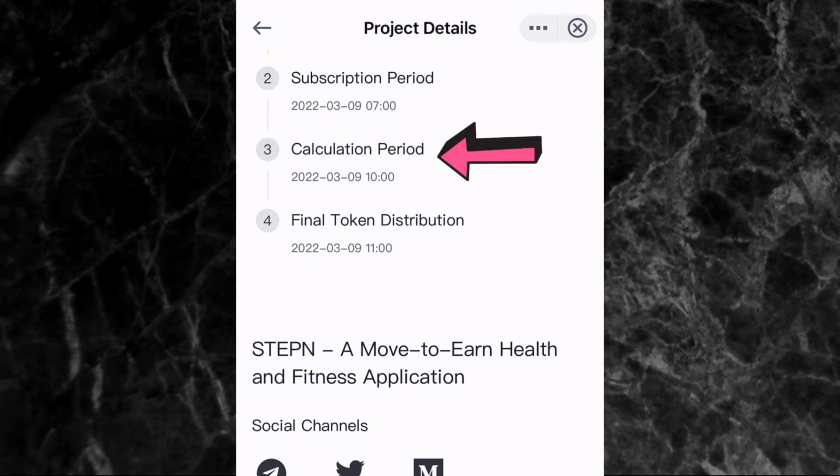So after you subscribe to this project and then it's 10 a.m., Binance will start calculating the number of tokens each person will receive based on the BNB you've used to subscribe to this project. Remember, the more BNB you use to subscribe, the more tokens you are going to get. So that's the third stage, which is the calculation stage.